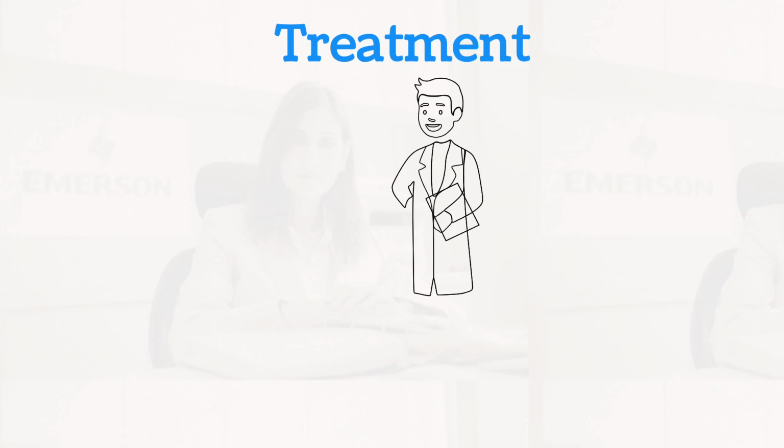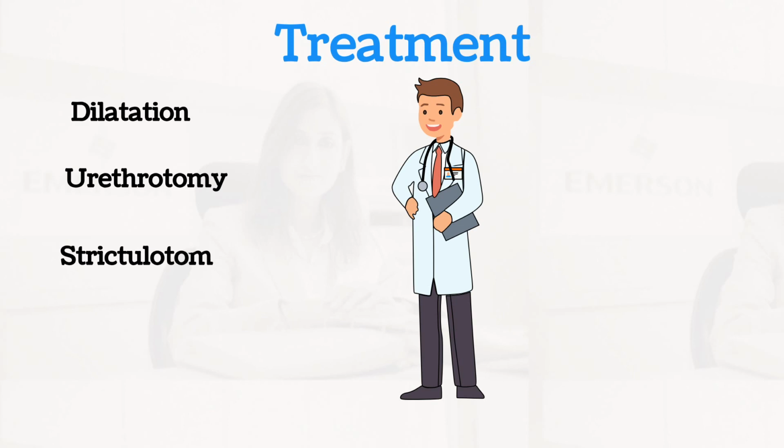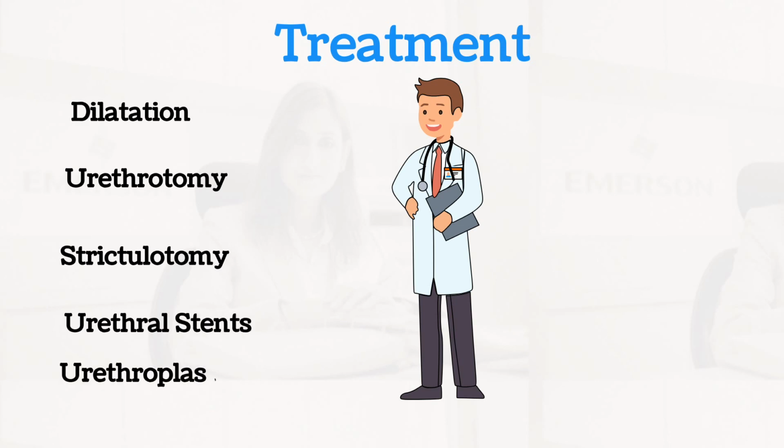Okay. Then under treatment modalities, number one, we can have dilatation with the use of urethral metal dilators. We can have urethrotomy, which may be followed up by self-dilatation. You can have stricturotomy, urethral stents, and urethroplasty. So those are some of the treatment modalities.